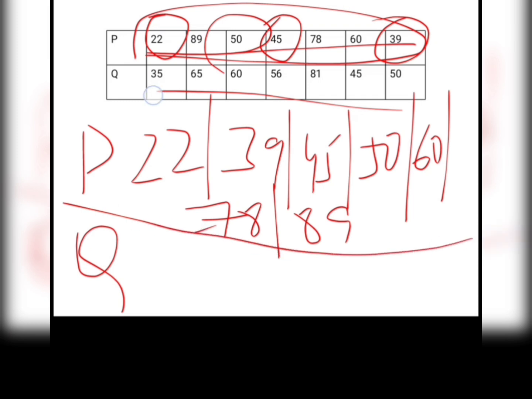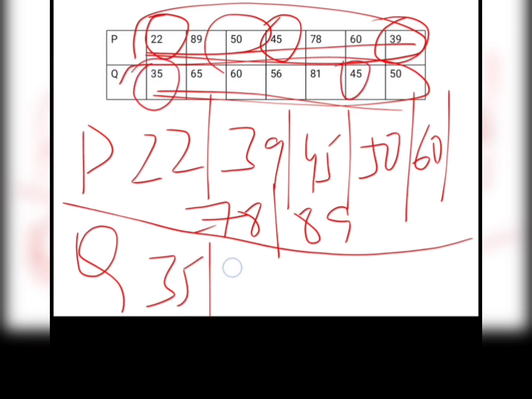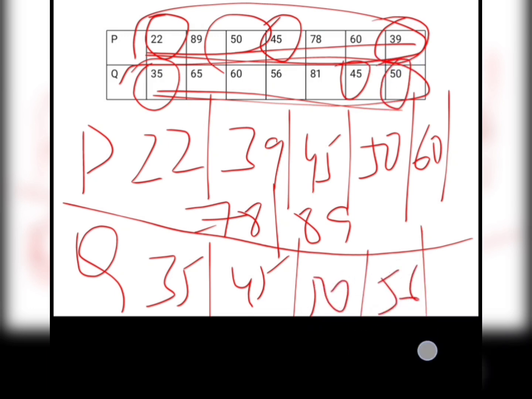This is for P. For Q, you have to arrange in ascending order. First will be 35. Second will be 45. Third will be 50. Fourth will be 56. Fifth will be 60. Next 65 and 81.